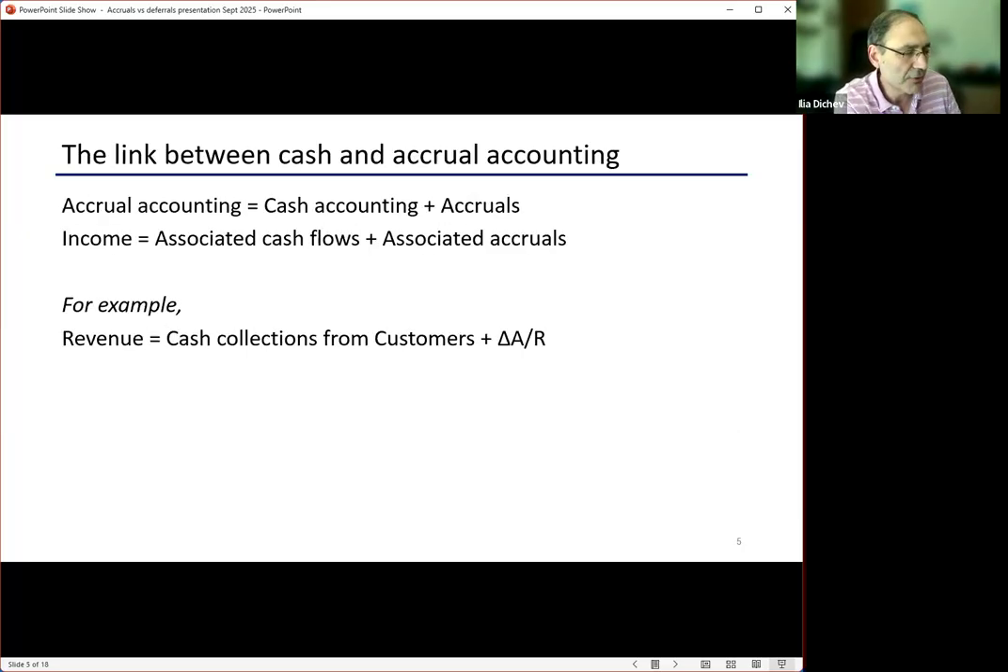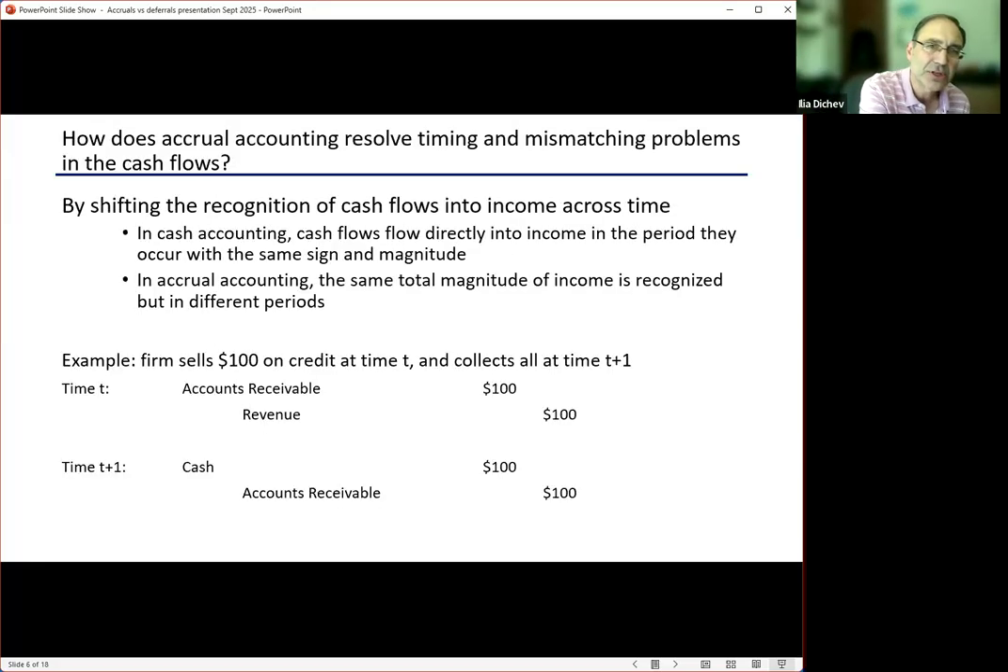All right. And so how we're going to do that, again, just going to remind you about a couple of identities here. So broadly speaking, accrual accounting is cash accounting plus the accruals, or in terms of income, income is equal to associated cash flows plus associated accruals, and it just depends how you define the income. Is it a component of income like revenue or bottom line income? You have to be careful there. And as a classic accrual, we use a revenue accrual. So revenue is equal to cash collections from customers plus change in accounts receivable, assuming they are not deferred revenue accruals. Okay, so nothing controversial here.